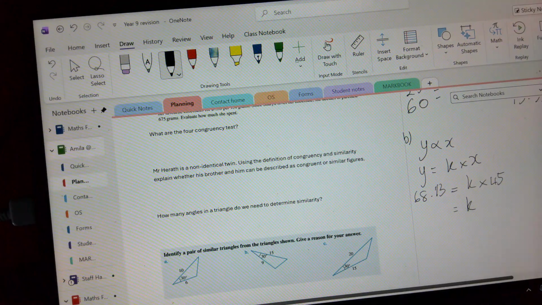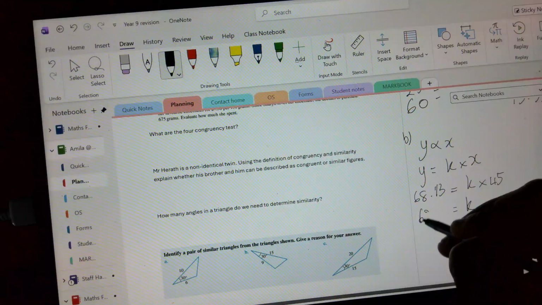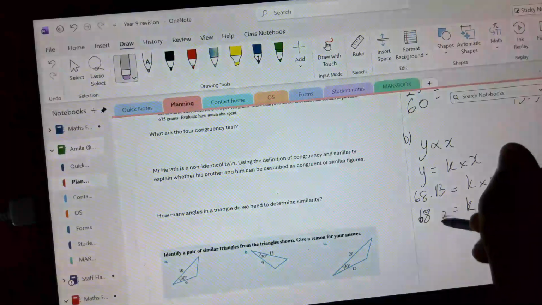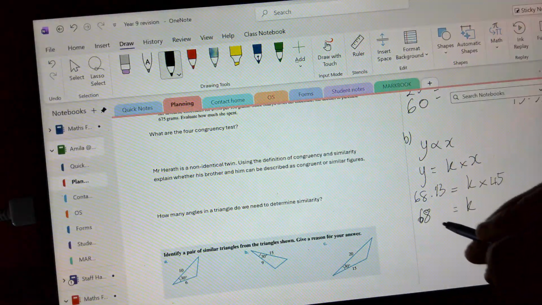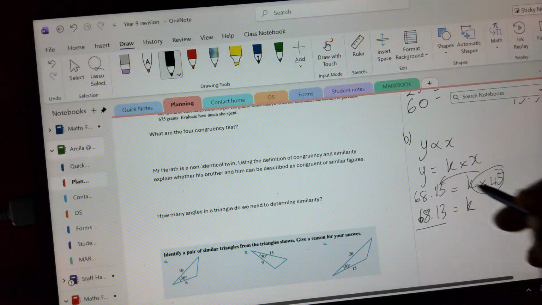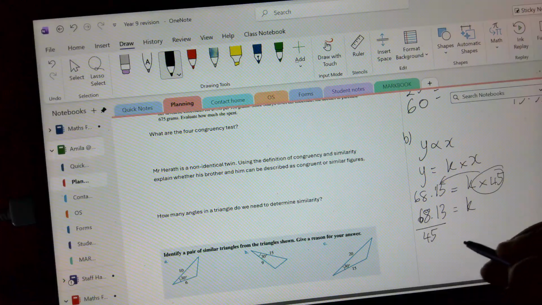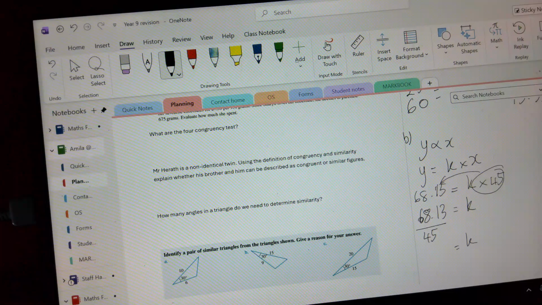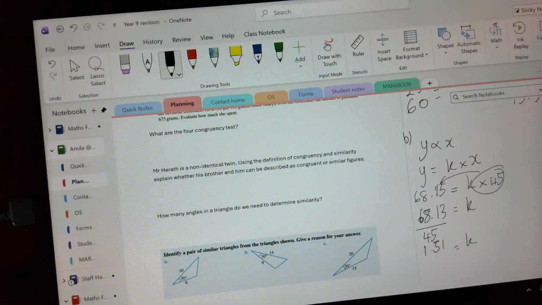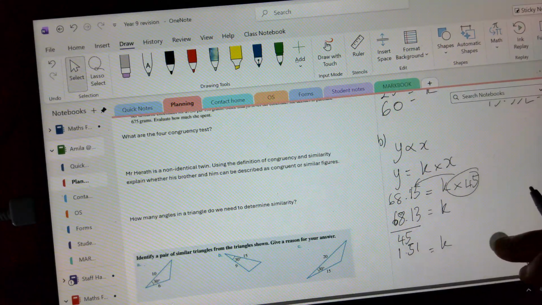So again, k is going to be equal to 6.8 and 13 divided by 45. So k equals 6.813 divided by 45, what's that? 1.51. So k is 1.51.